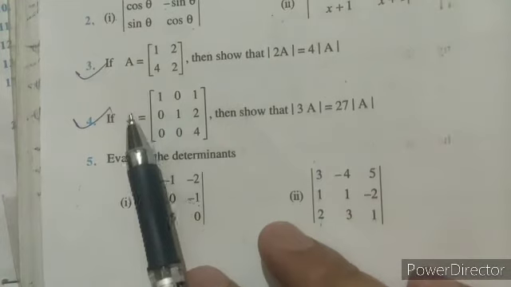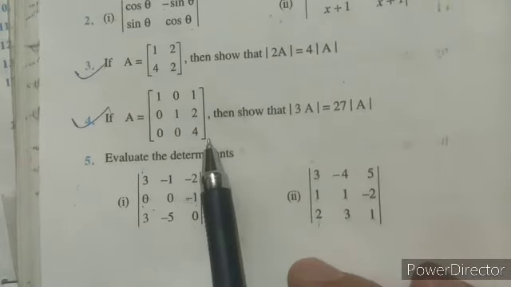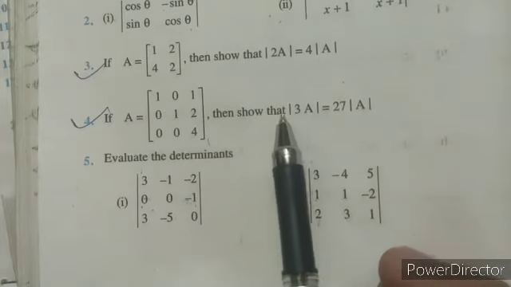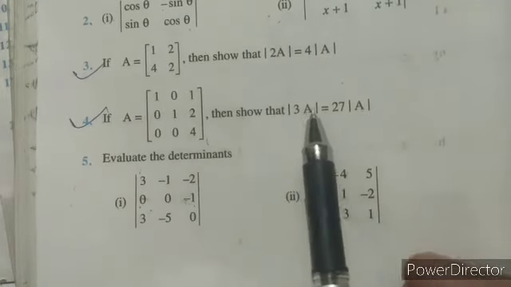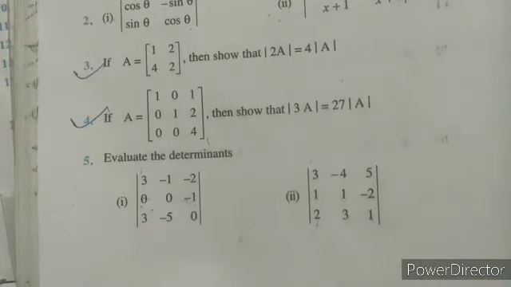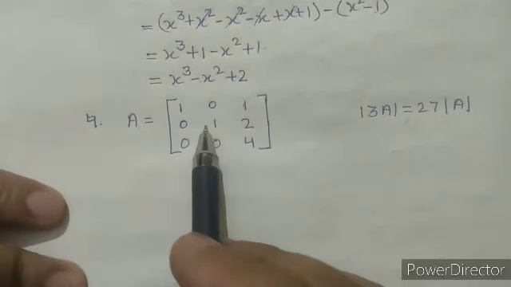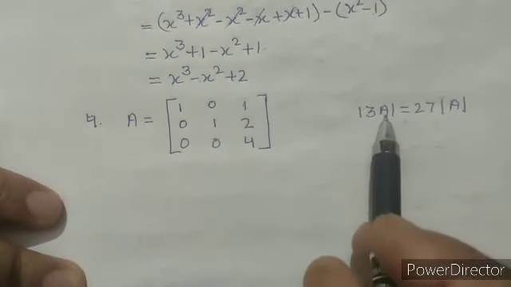Now in question number 4, the matrix A is given to us. This is a 3 by 3 matrix. Now we have to prove that the determinant of 3A is equal to 27 into the determinant of A. Now A is given to us. We have to find the determinant of 3A.